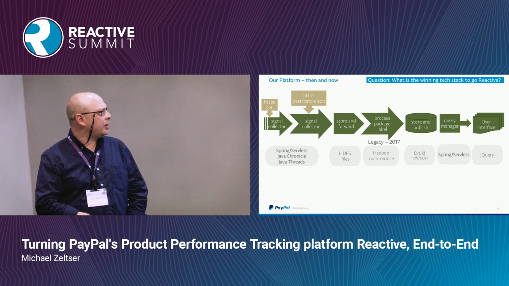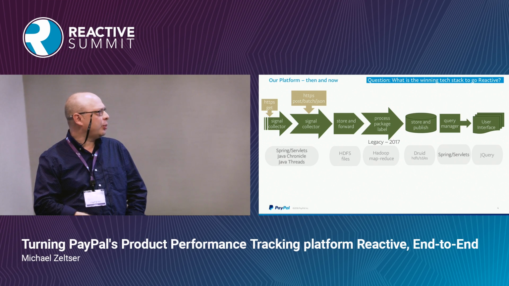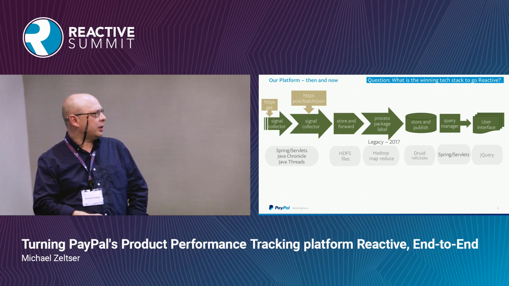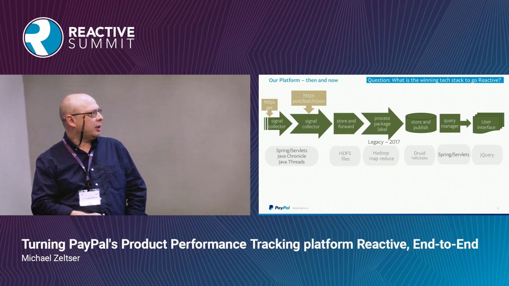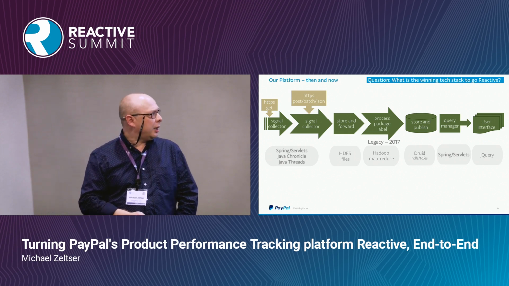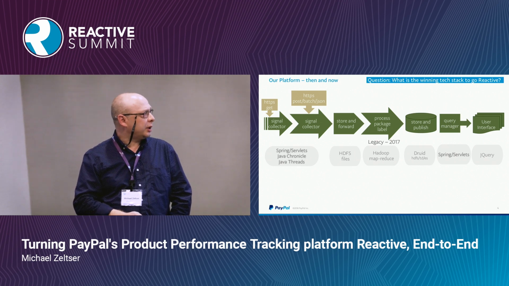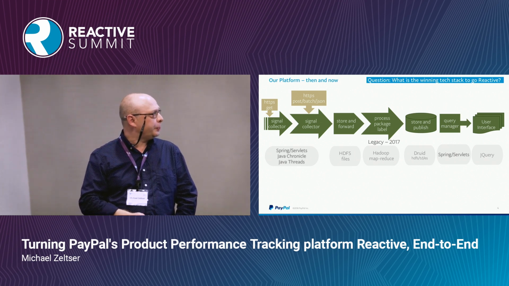For the intermediate layer of persistence, we use smaller HDFS clusters. Then we use MapReduce in our big data pipe. And we use various data stores we publish to: HDFS, Teradata, Elasticsearch, and Druid, an in-memory OLAP system, if you don't know. And so our own front end worked against Druid.